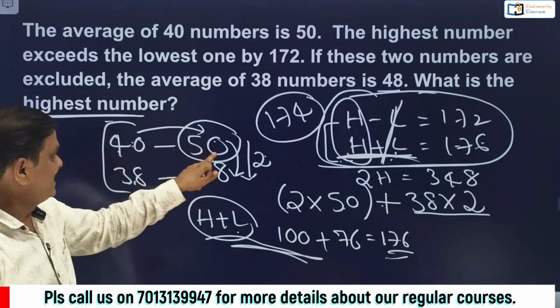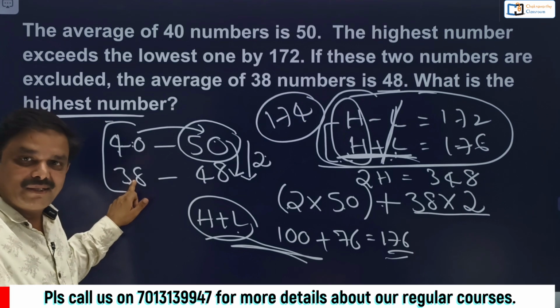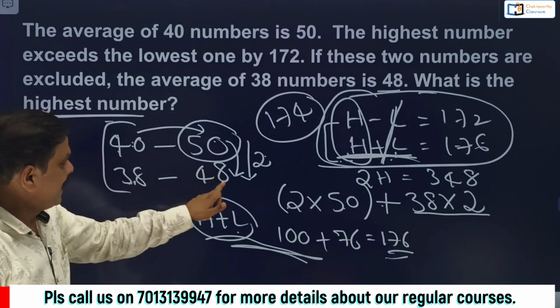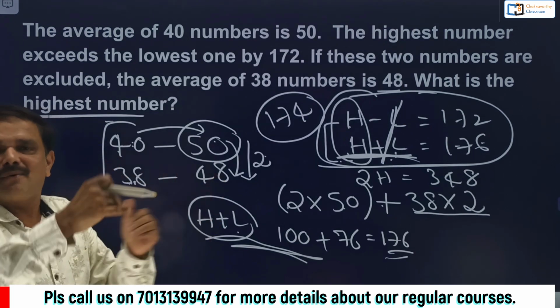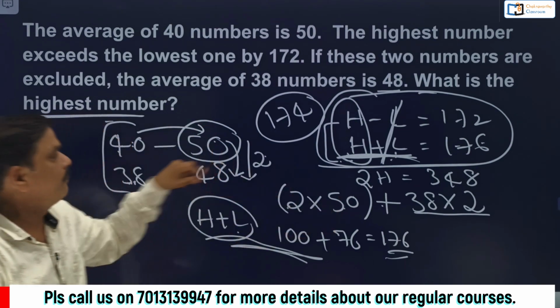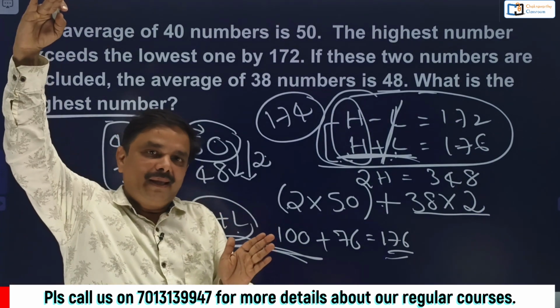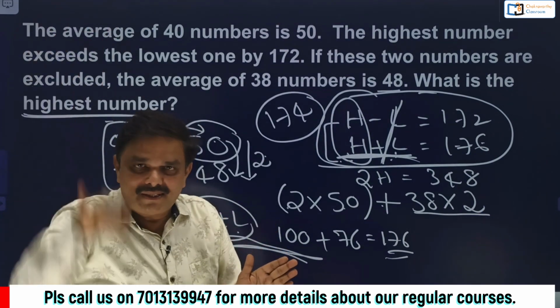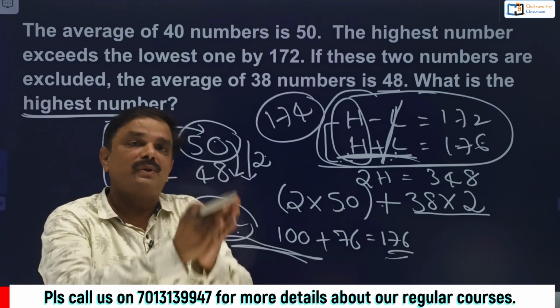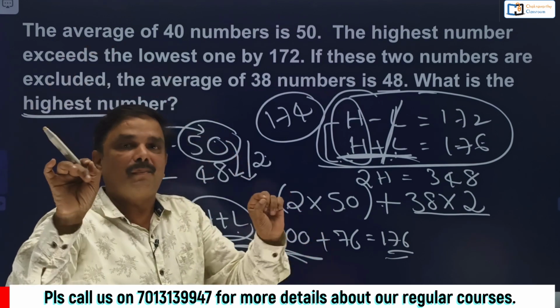40 numbers average is 50. Then when these two numbers, highest and lowest, are being excluded, for 38 numbers, average is 48. What is the sum of those two numbers, highest and lowest? That must be more than 2 into 50. Sum. I'm asking about the sum. The average has been decreased. When the average is decreased, those numbers which we have taken out must be more than this 50. Sum, not individual.